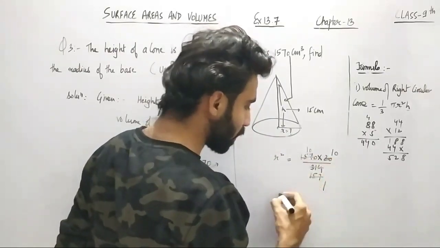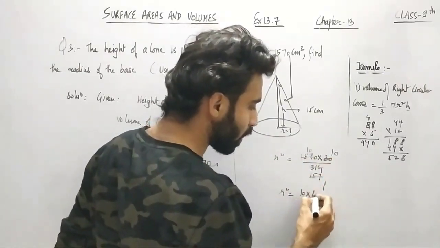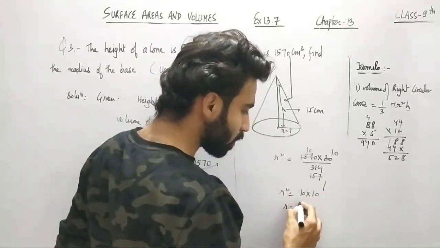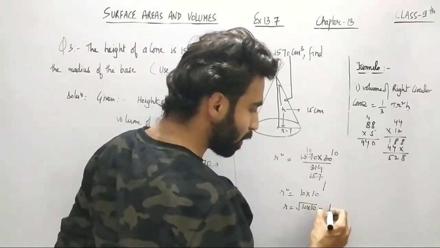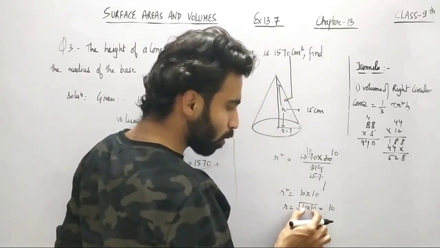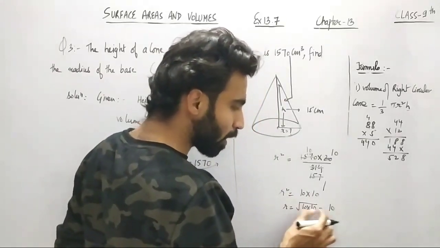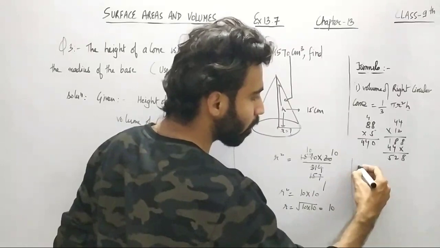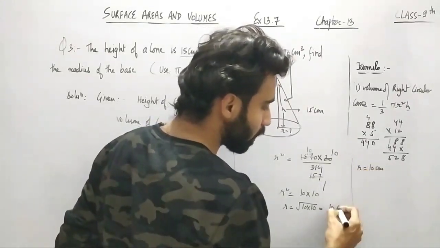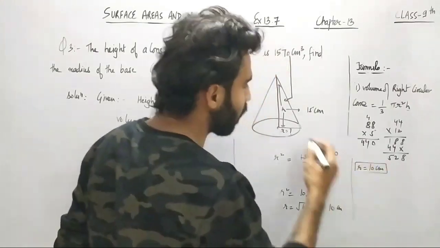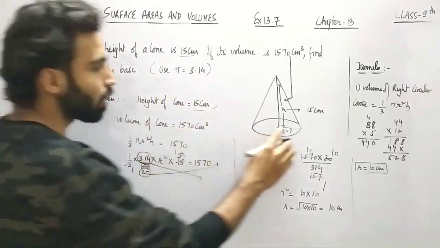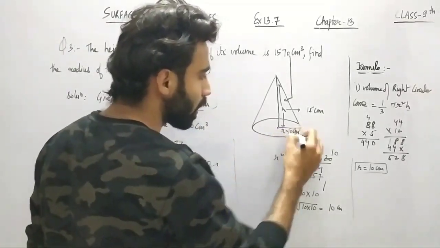Now you can see, what is r square? 10 into 10. So what will r be? Square root of 10 into 10, that will be simply 10. You can see inside the square root 2 similar terms are coming, so a pair is formed and one comes out, right? So this will give us, you can see, the radius as 10 centimeters, right? And this is what we have to find out in this question. So that is 10 centimeter.